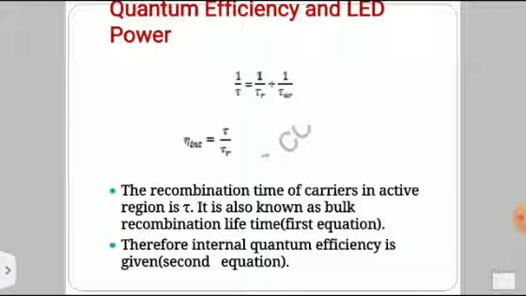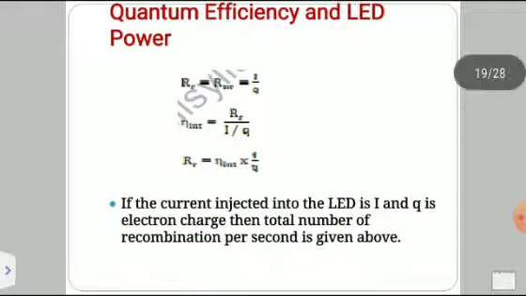The recombination time of carriers in the active region, that is tau, is also known as the bulk recombination lifetime. That is the first equation which is written. Therefore, the internal quantum efficiency, which is also mentioned, that is tau by tau r, is the second equation. You can go through that. Next, continuing further, Rr plus Rnr can be written as I by q. Q is the charge of an electron, and then Rr is equal to the internal efficiency of the LED into I by q.